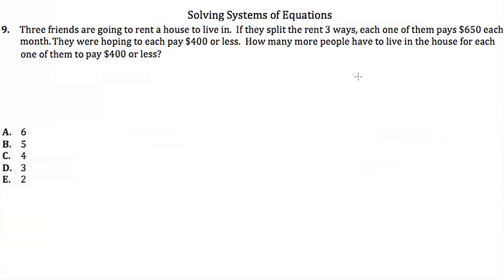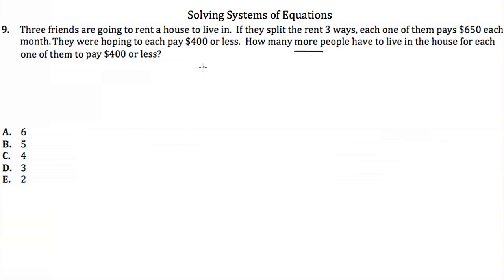Now let's try problem 9. Here we're told that 3 friends are going to rent a house to live in. If they split the rent 3 ways, each one of them pays $650 each month. They were hoping to each pay $400 or less. How many more people have to live in the house for each one of them to pay $400 or less?